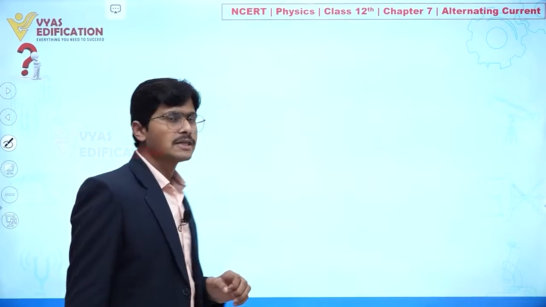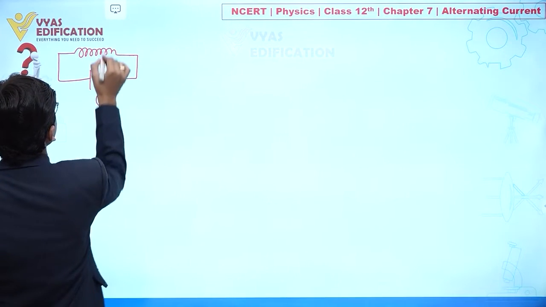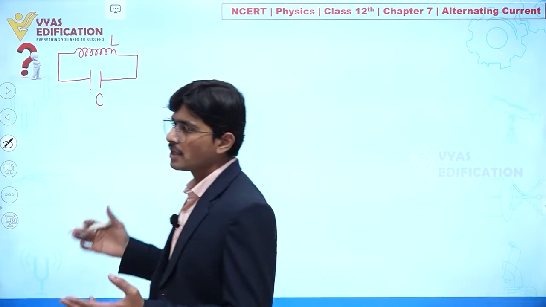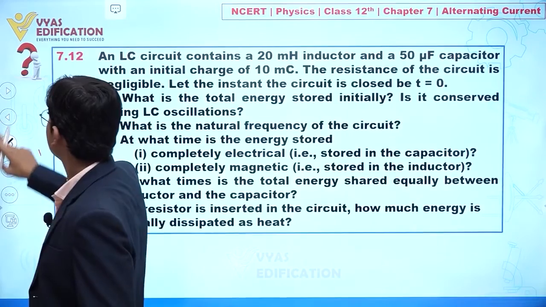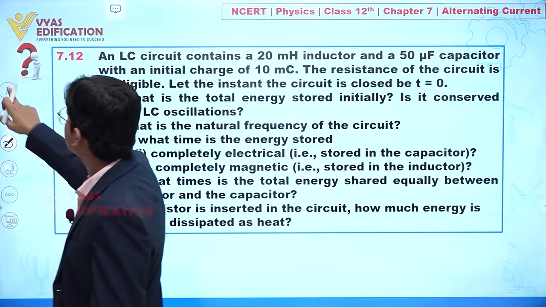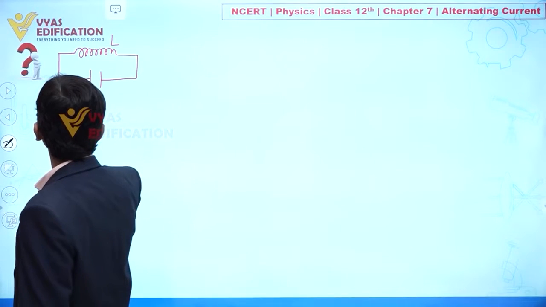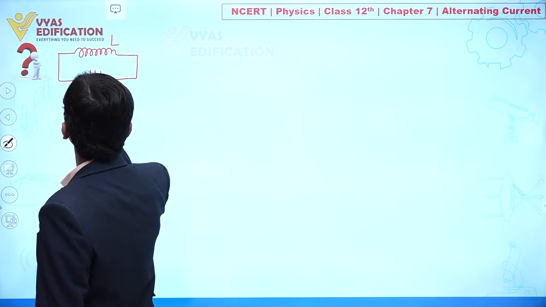Let's suppose this is the capacitor, C, and this is the inductor, L. It is given in the question that the energy stored in the capacitor is half of the total energy stored. The question is: at what times is the total energy shared equally between inductor and capacitor? If we talk about the total initial energy, it is given by Q naught square divided by 2C, where Q naught is the total charge present.